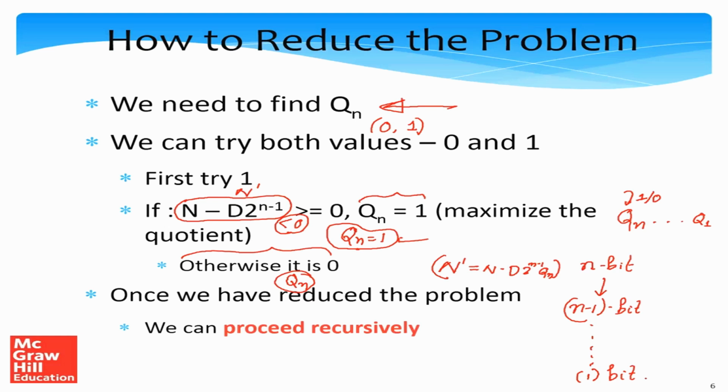If n minus d times 2 to the power n minus 1 is greater than or equal to 0, then it means that the quotient bit can be set to 1. Otherwise, it means that the quotient bit cannot be set to 1. And in this manner, we proceed and we gradually reduce the problem. Alright, let's proceed, but before that, I'll show an example.